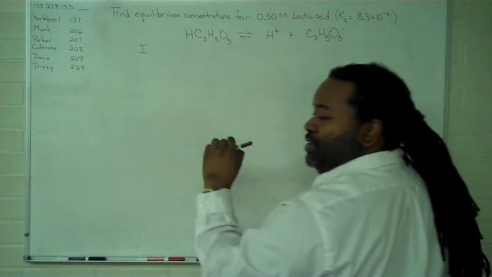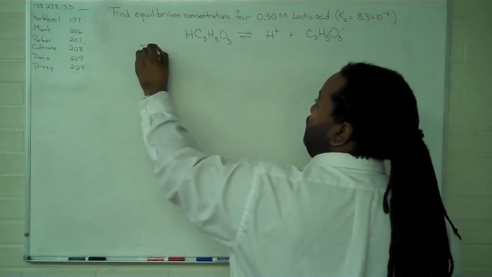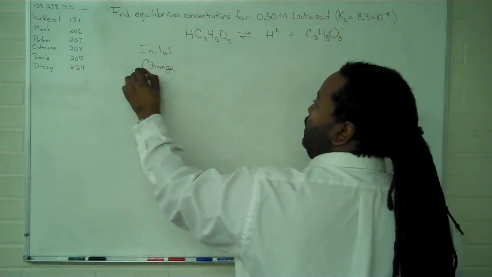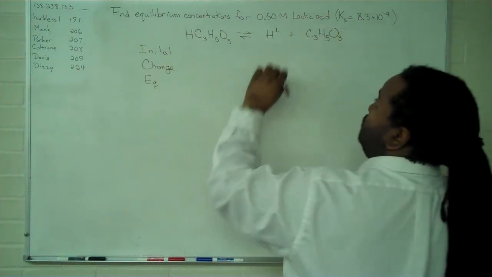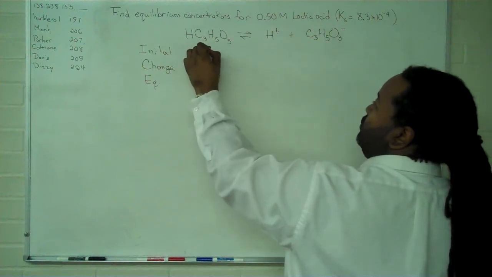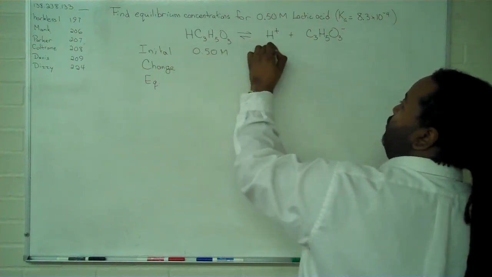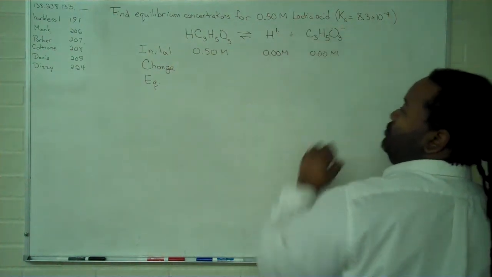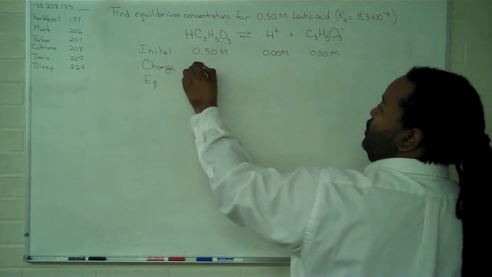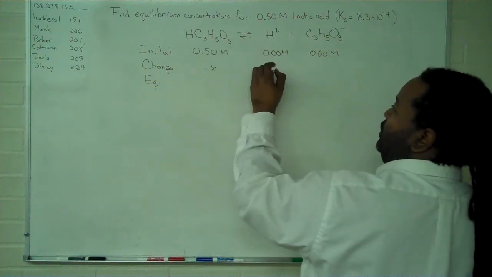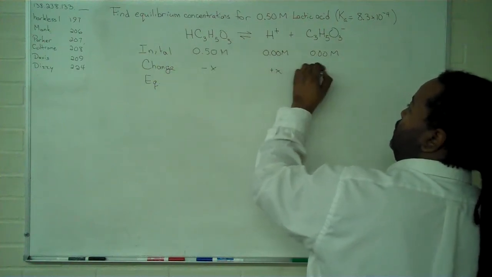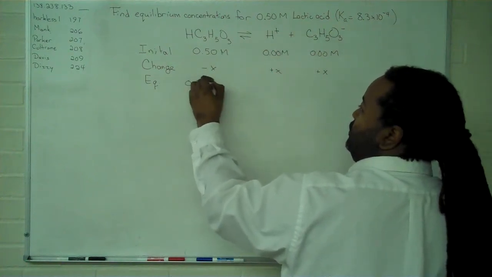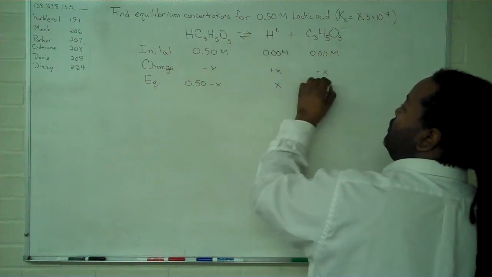So we just have to set up our ice table for the initial, change, and equilibrium concentrations. We're given 0.5 molar, and we have no common ions to speak of. So everything is 1 to 1, so we will lose 1 mole here and pick up proportionately 1 mole in our products. At equilibrium, this is just the sum of these two lines.